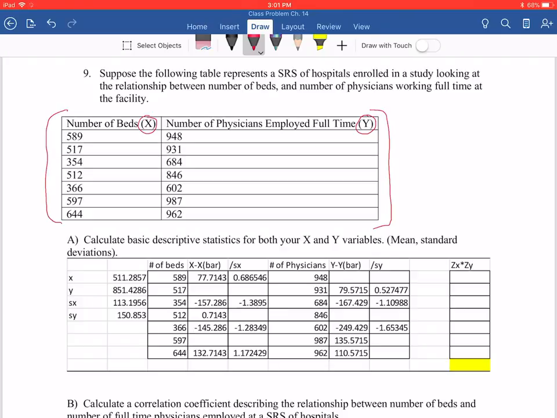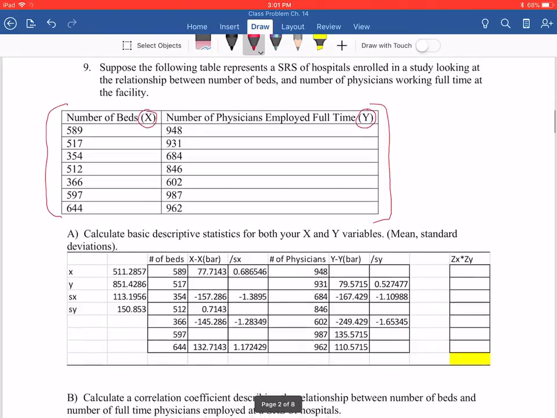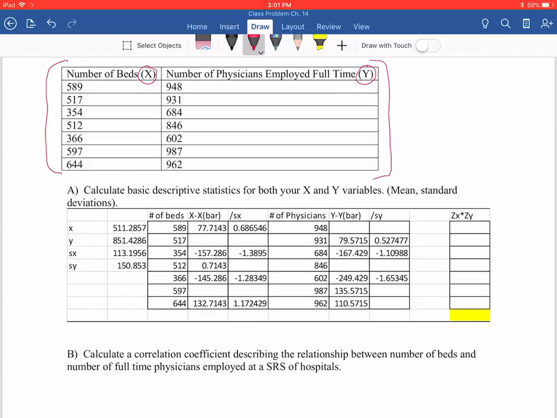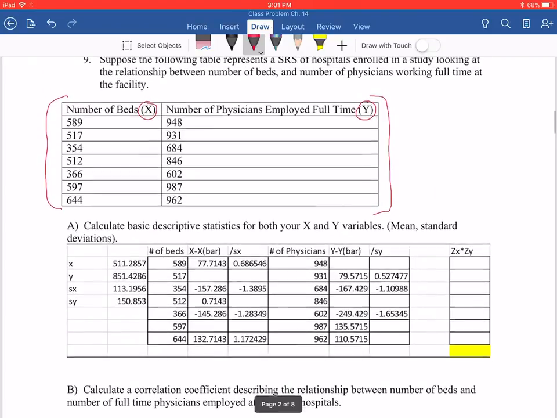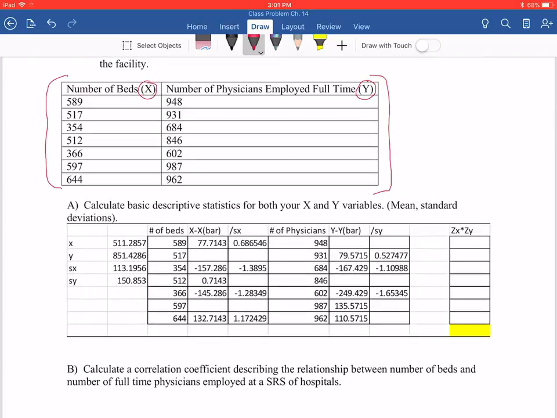However, for correlation, it doesn't matter what your x and y variables are. The only time this comes into consideration is when we're doing linear regression. And most of the time I've stated it for you, but just keep an eye on that throughout the packet, because I do switch it up on you. And then we want to figure out a correlation between the two.